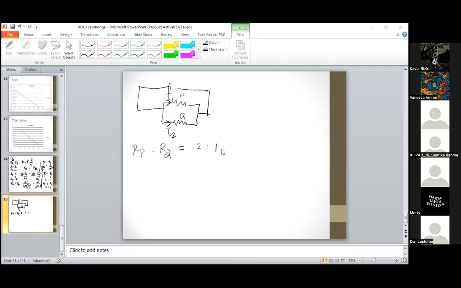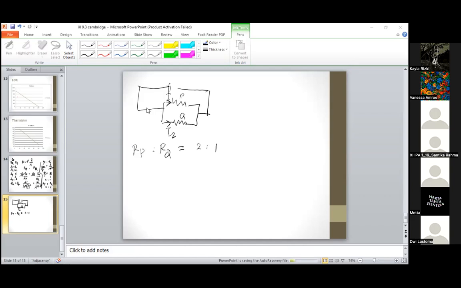Because we know, I think we have not learned about this, but you have previous knowledge about Kirchhoff's law, I think. Arus yang memasuki suatu percabangan akan sama dengan arus yang keluar dari suatu percabangan. The current that passes into a junction is equal to the current out from the junction.